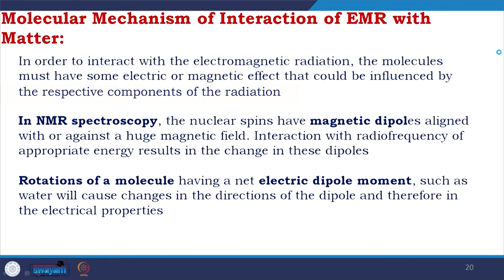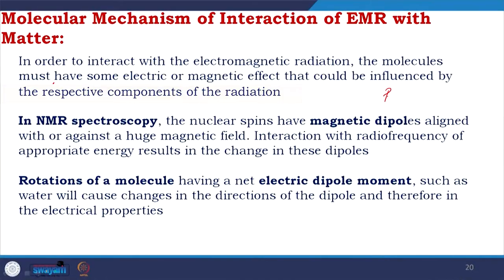So, looking at the molecular mechanism of interaction of electromagnetic radiation with matter. In order to interact with the electromagnetic radiation, the molecules must have some electric or magnetic effect that could be influenced by the respective components of the radiation. In NMR spectroscopy, as we now know in great detail, the nuclear spins have magnetic dipoles aligned with or against a huge magnetic field. If you remember the last module, we have the nuclei.